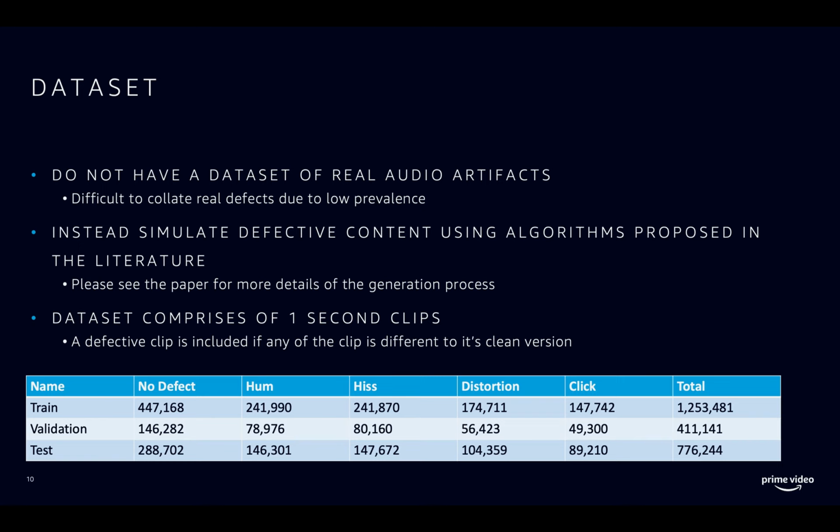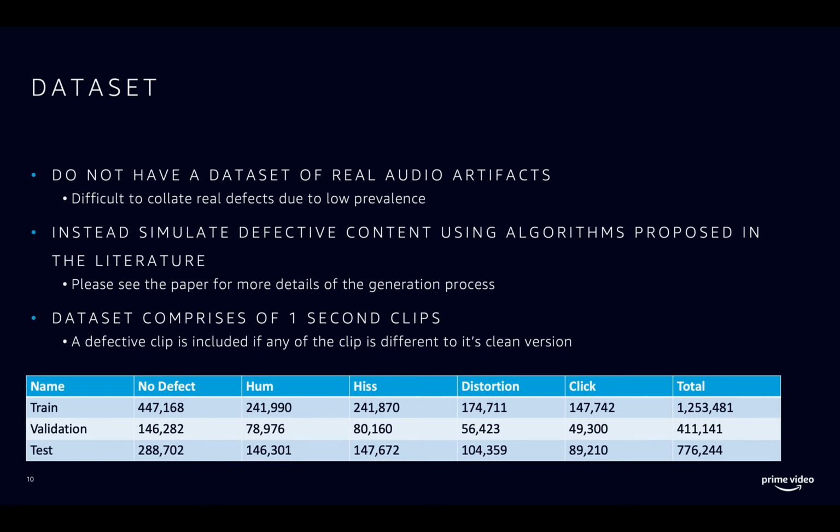To construct the defect classes, we apply each of the simulation algorithms to each of the parent videos and then split the resulting video into 1-second clips. We then compare each 1-second defective clip with the corresponding no defect clip. If the two clips have any differences, then the clip is added to the dataset. This step is necessary because the defect does not necessarily affect all samples in the interval.